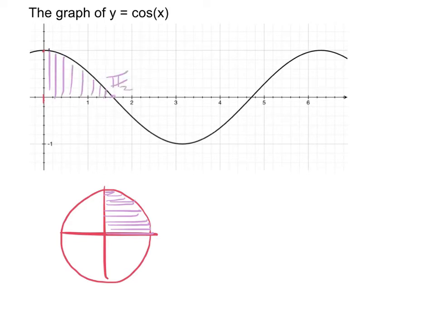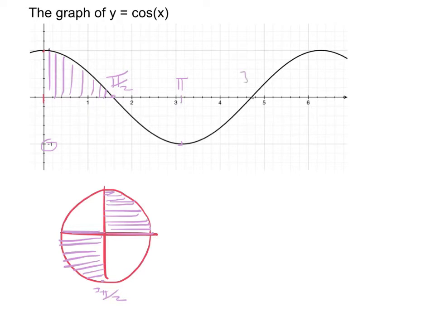And you can see these key values. There's pi over 2, here's pi, where the cosine is negative 1. Sure enough, that cosine value is negative 1 here. As I go around again, my cosine value comes back to being 0 here at 3 pi over 2.